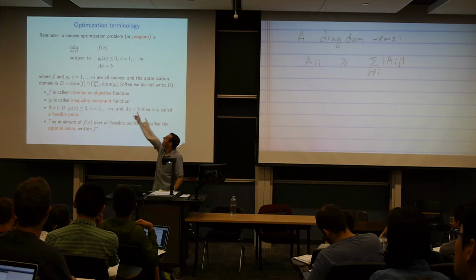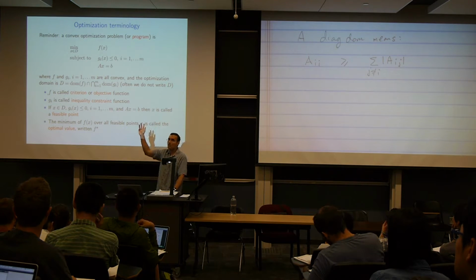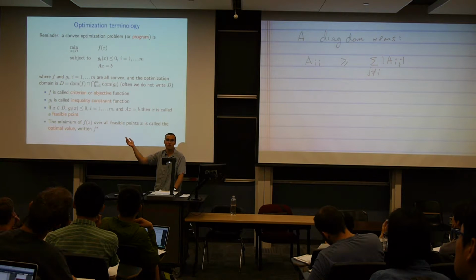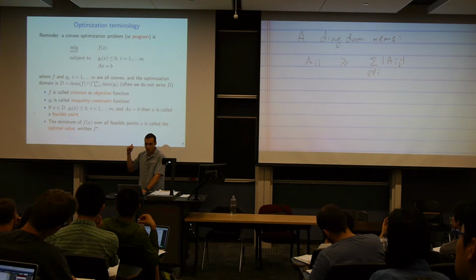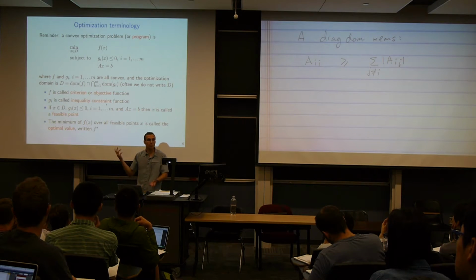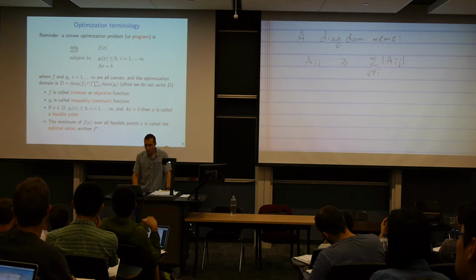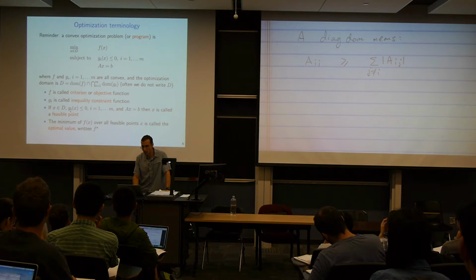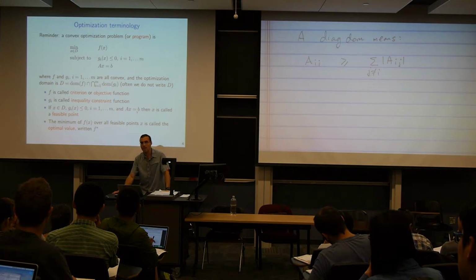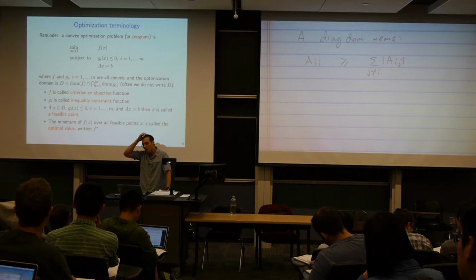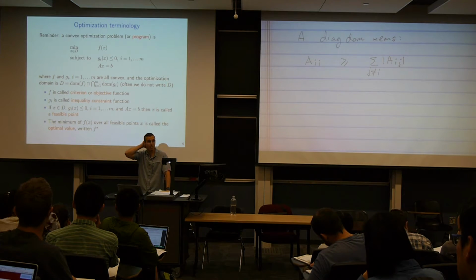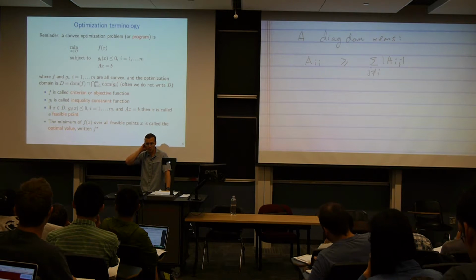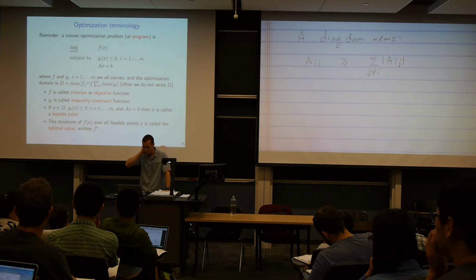So what's that function f up there? It's the function we're trying to minimize. It's called the criterion or the objective function. You can use either term. Gi is called an inequality constraint function. If x is in the domain and it satisfies all of the inequality constraints and the equality constraints, so if it's in the domain and satisfies all of the constraints of the problem, then we say it's feasible. It's called a feasible point. It's feasible for this particular optimization problem.